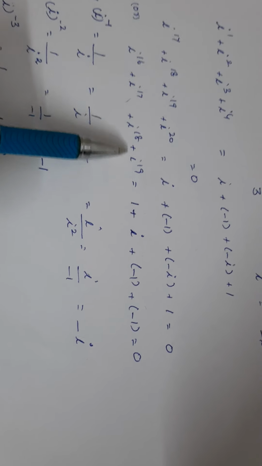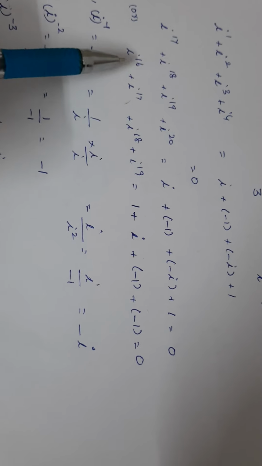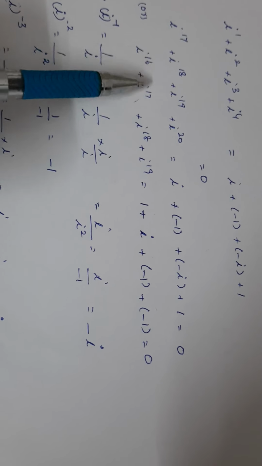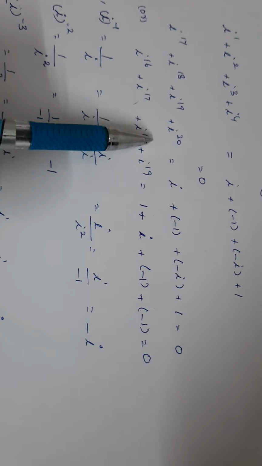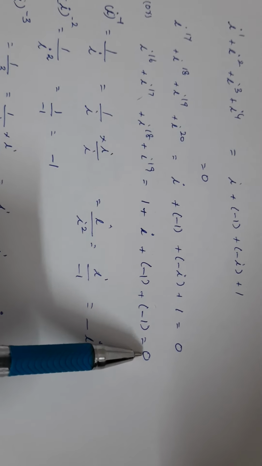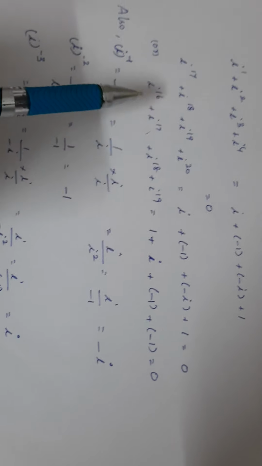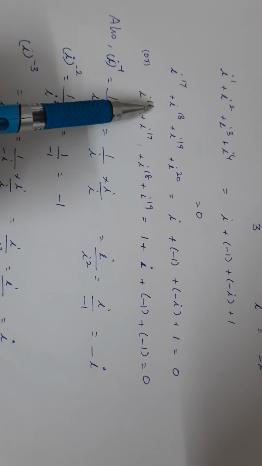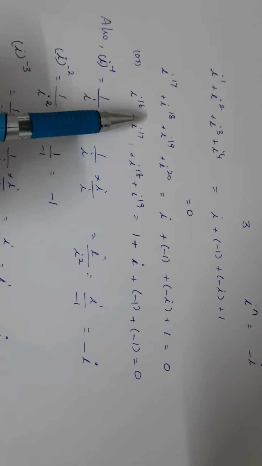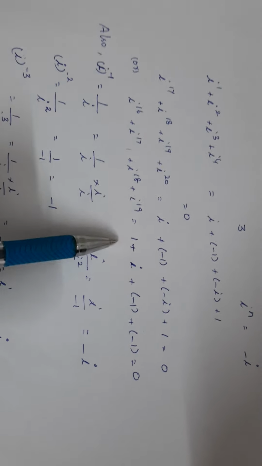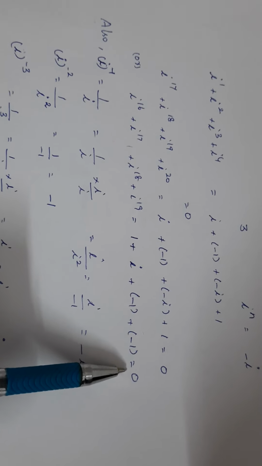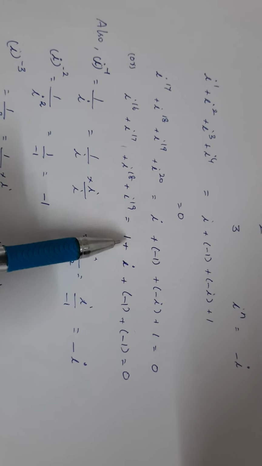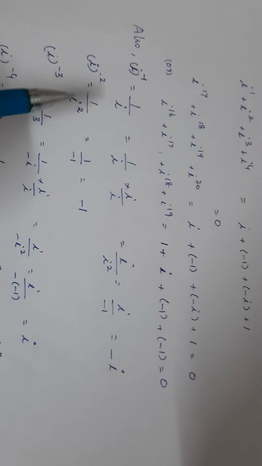Not only 17 to 20, even if you start with 16, 17, 18, 19. The sum of 4 numbers with powers that are consecutive integers will always be equal to 0. Whatever the number may be, if the 4 powers are consecutive, their sum will always be equal to 0, as the values get repeated.